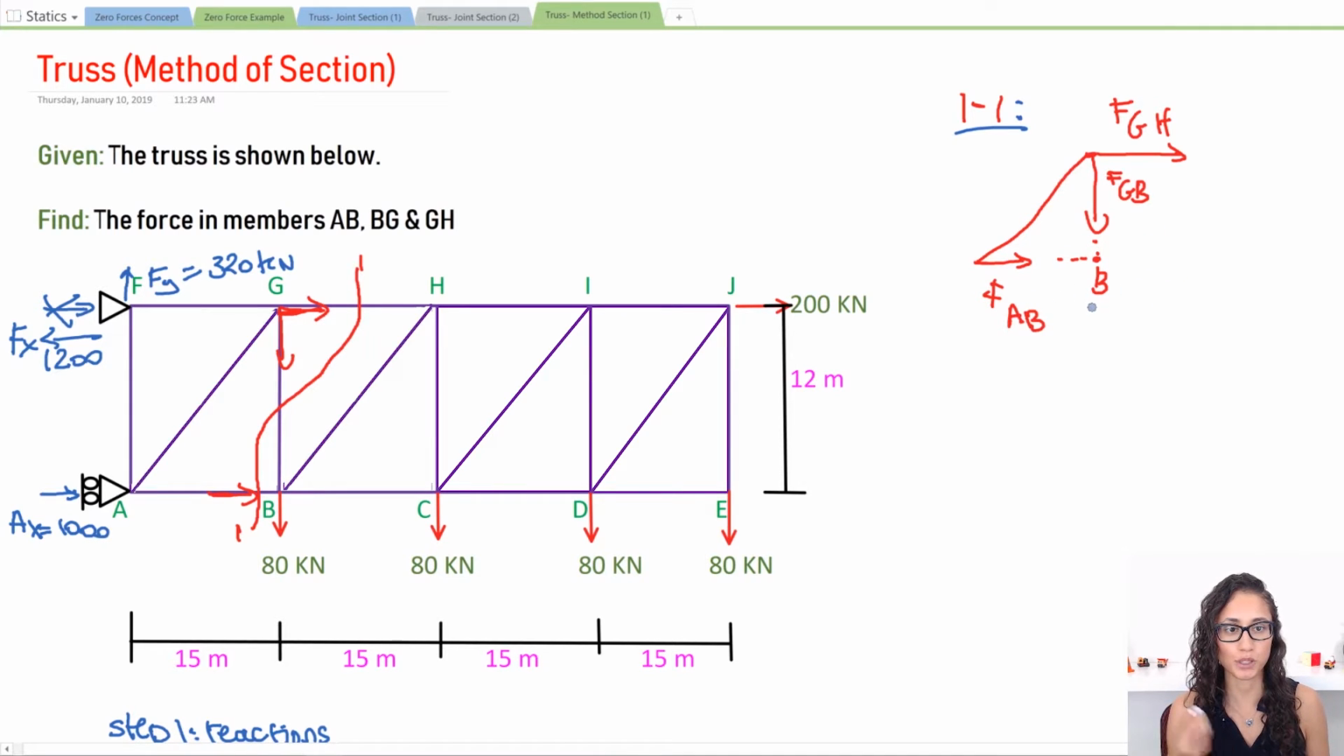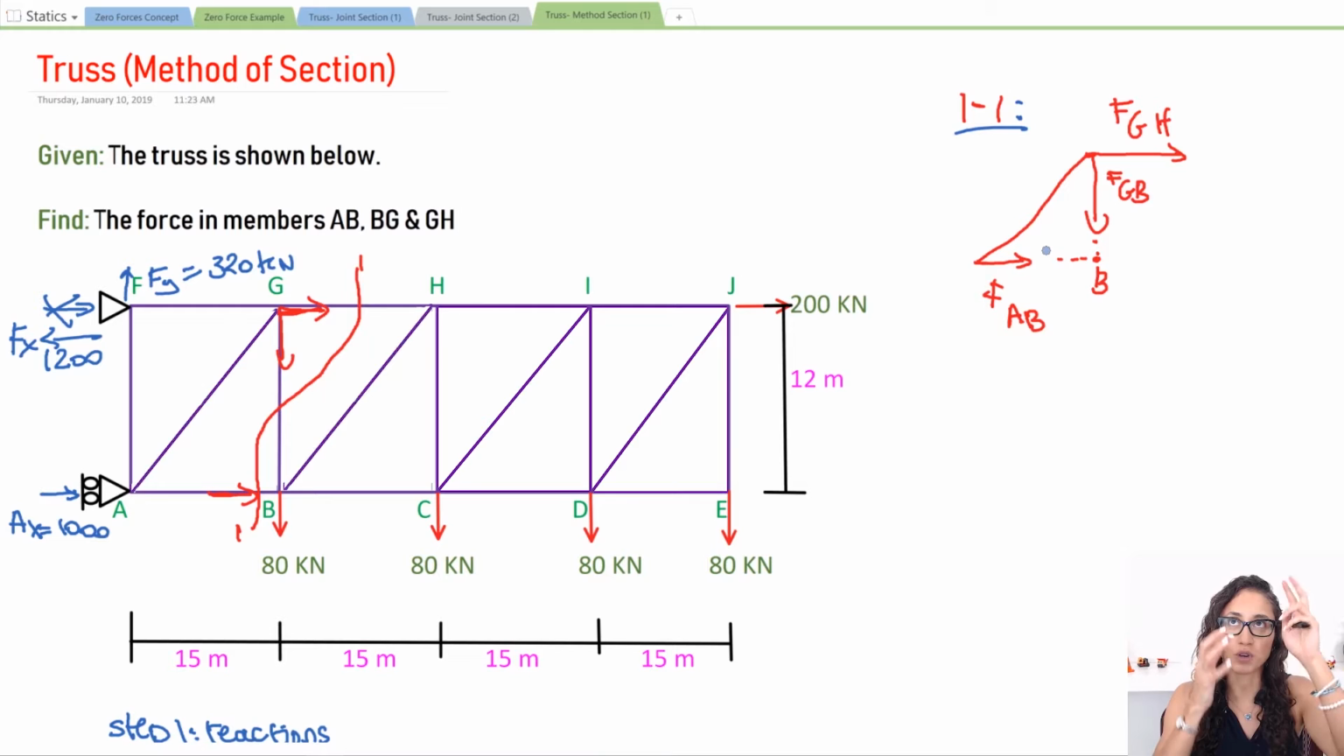So what I would recommend is that we take the summation of the moment at B. The reason is that if we take the sum at B, we're going to cancel FGB because it's going through the point where we're taking the moment, so that doesn't count, and FAB doesn't count either. So those two members cancel out.